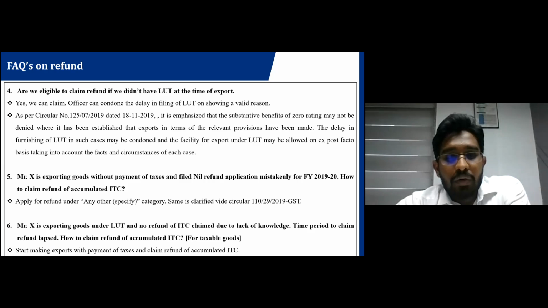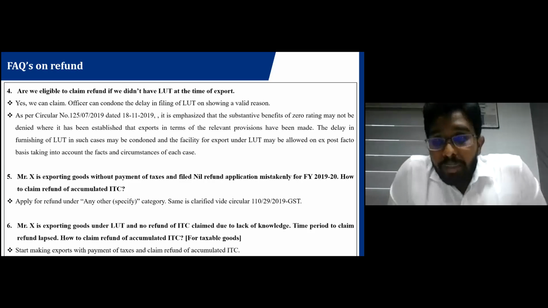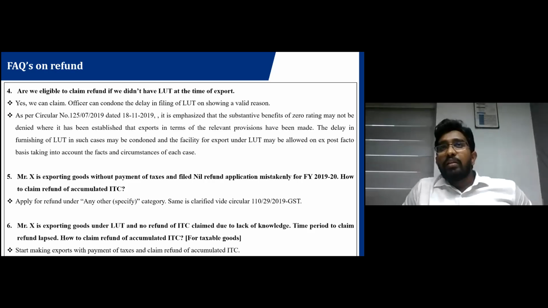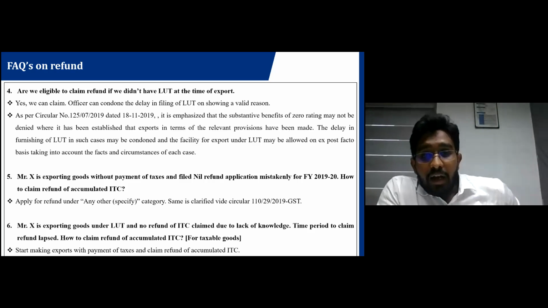Mr. X is exporting goods under LUT and no refund of ITC claimed due to lack of knowledge. So Mr. X is exporting goods since the inception of GST, that is from July 2017. And now during April 2021, he realized that his accumulated ITC is 5 crores. What should I do now?